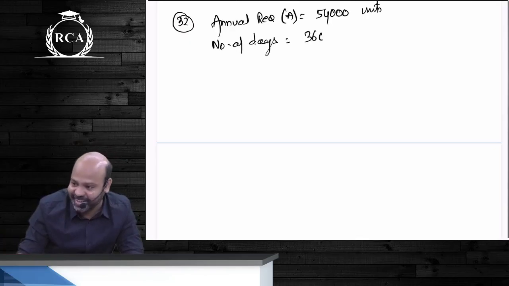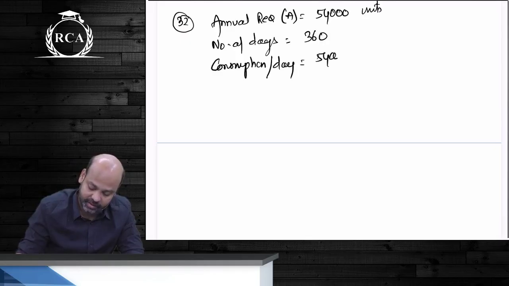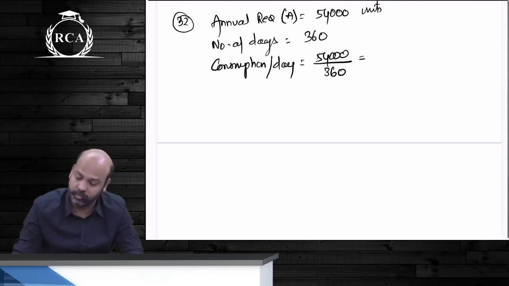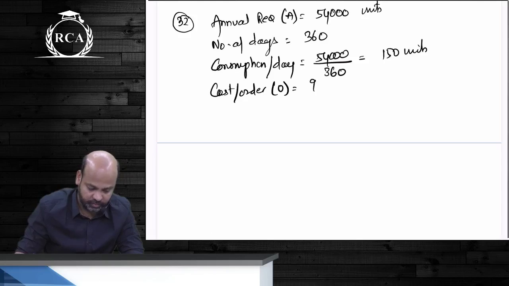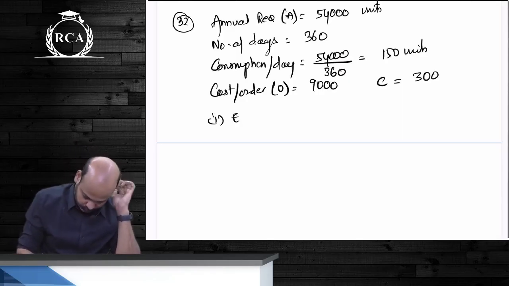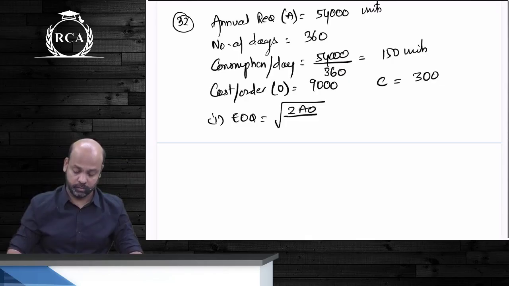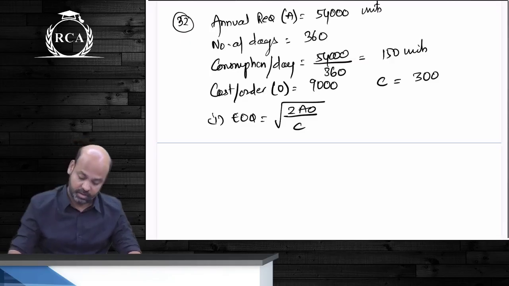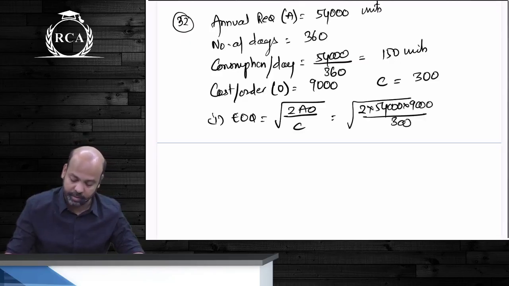Number of days beta is 360. Consumption per day is... ये लिखना है सबको. पढ़ा दिया मैं ये क्यों तो इतने बार. कितना बोले थे बेटा? 1800 ना.